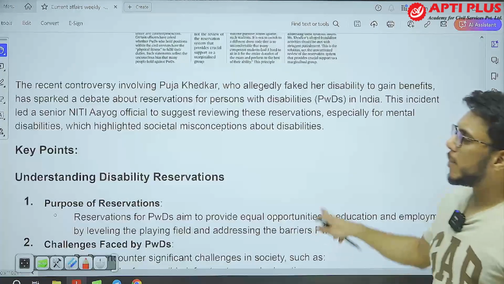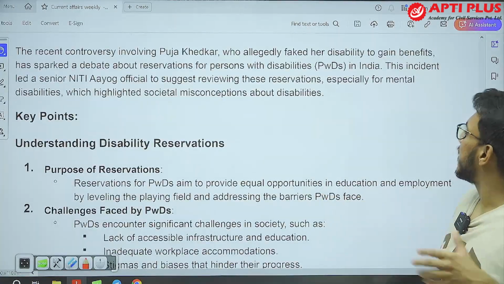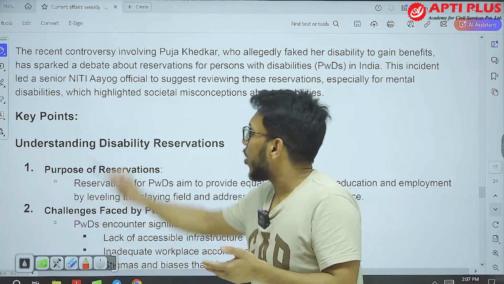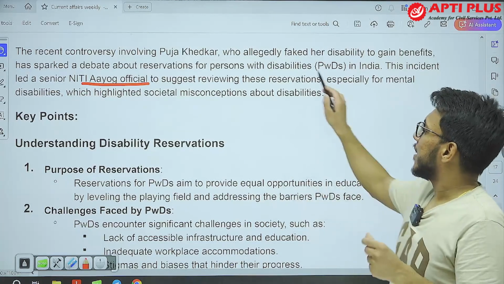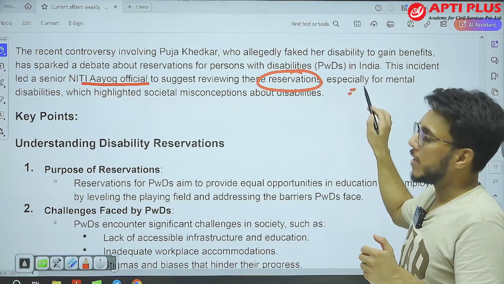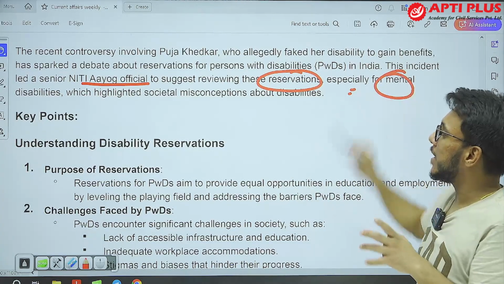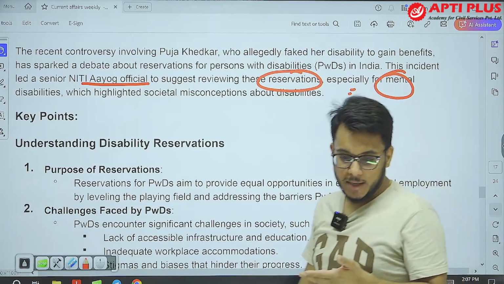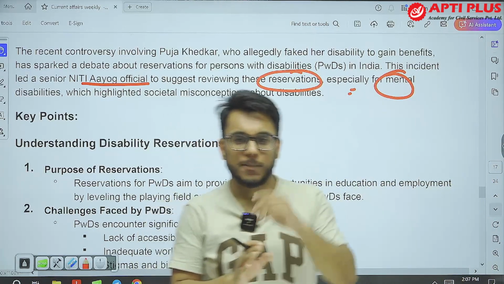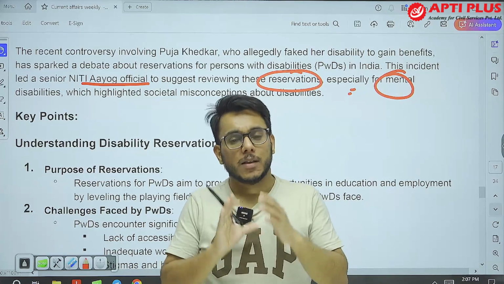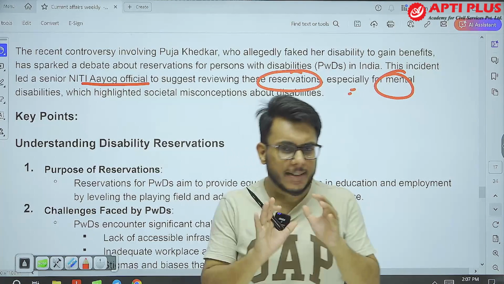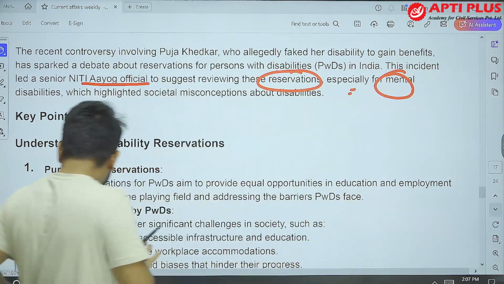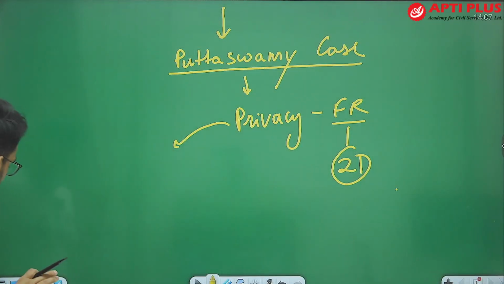Now, removing PWD reservation might not be the right thing. In fact, one of Niti Aayog's officials has suggested that there is a need to review the PWD reservation, particularly for mental disabilities. Now, first of all, guys, whether we should review it or not, for that, we first need to understand some basic things.